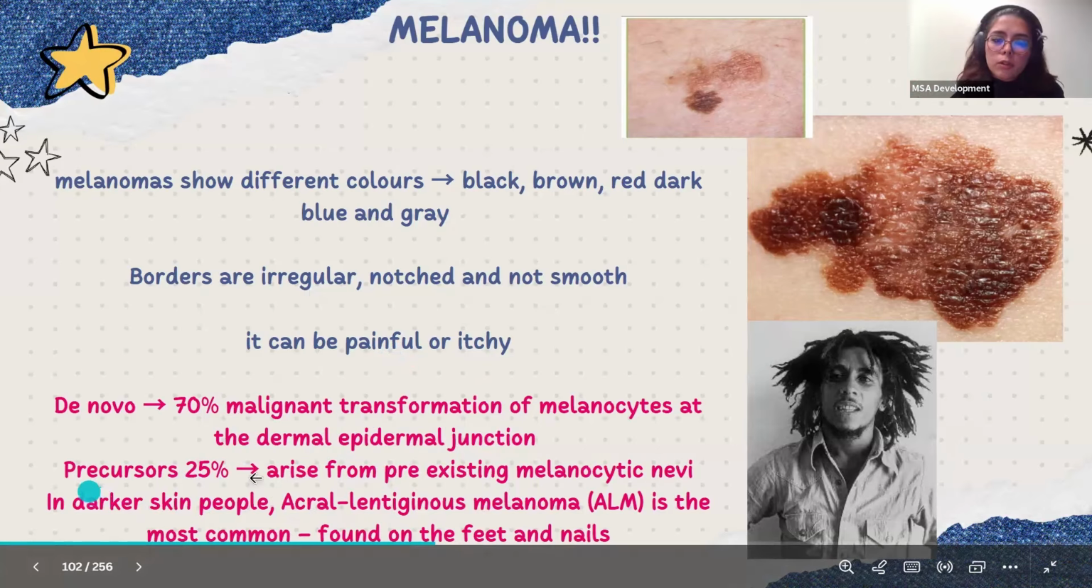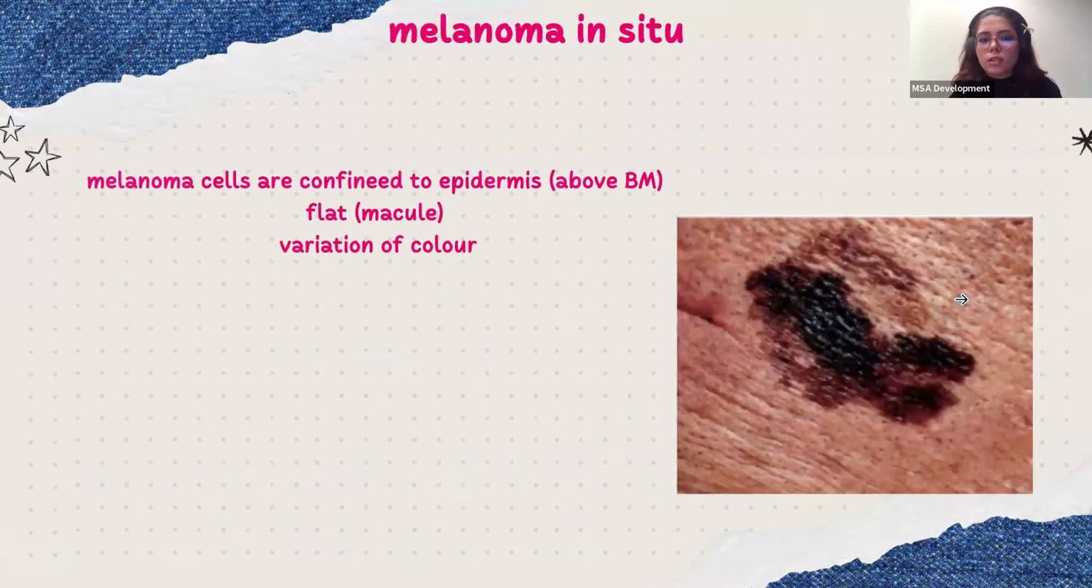In darker people, as mentioned before, acral lentiginous melanoma is the most common, found on the feet and nails. Bob Marley died because of acral lentiginous melanoma. Fun fact of the day.